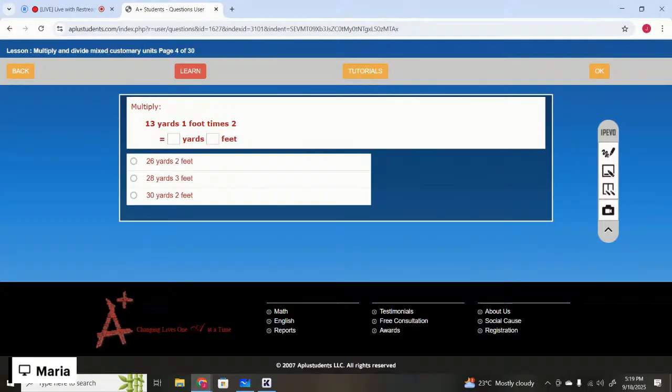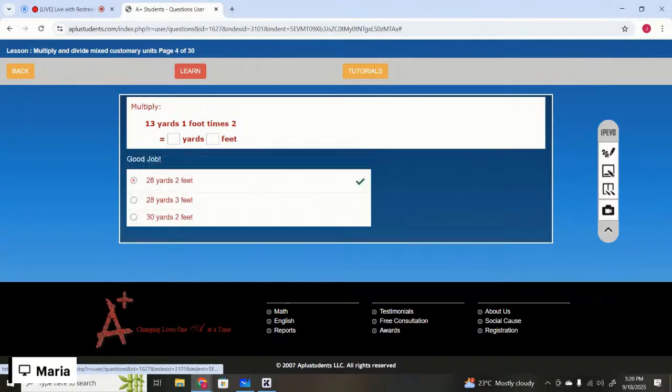Thirteen yards 1 foot times 2. That is 26 yards 2 feet. Option number 1 is the correct option.